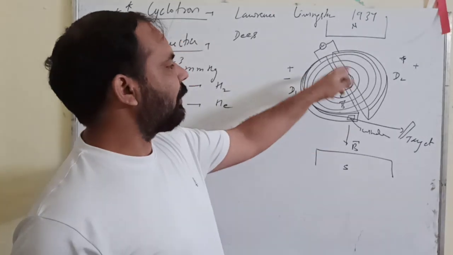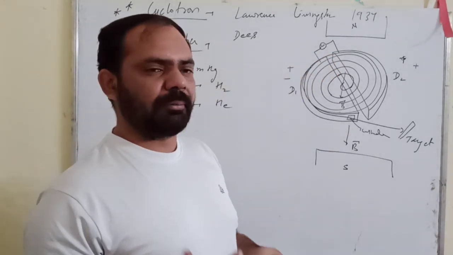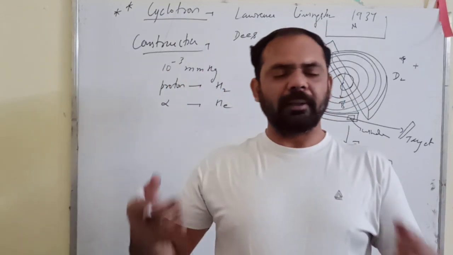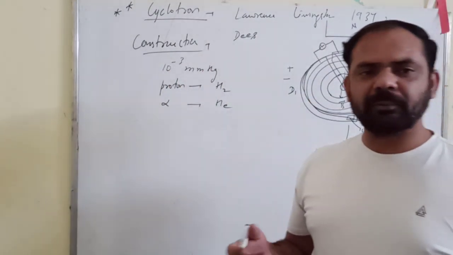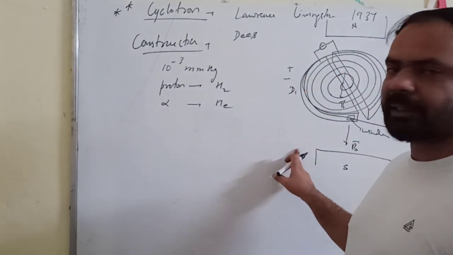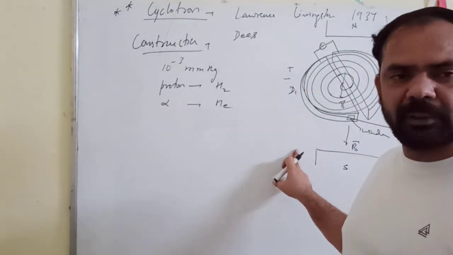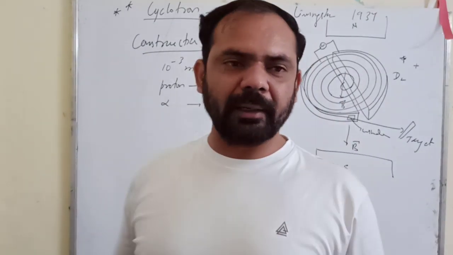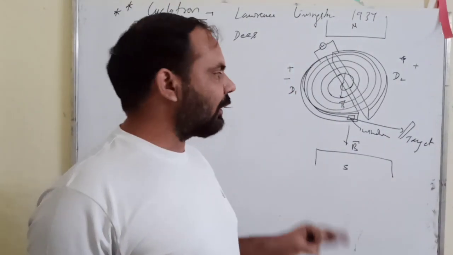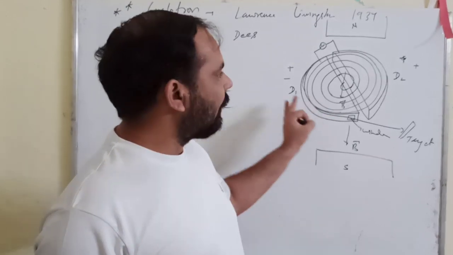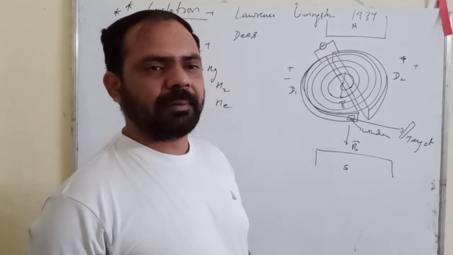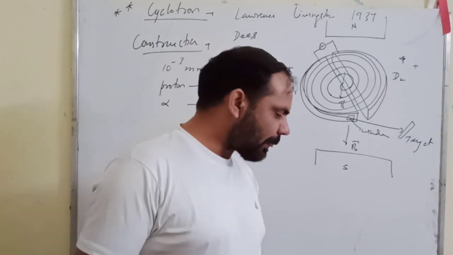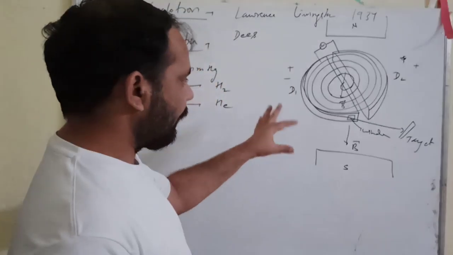Okay, so this way the charged particle gains energy, energy in the form of kinetic energy. Kinetic energy it is gaining means what it is gaining? It is gaining velocity. So this way we increase the velocity, we give energy, we energize a charged particle, or we accelerate a charged particle, and therefore this arrangement is a kind of accelerator and its name is cyclotron. So this is the working.